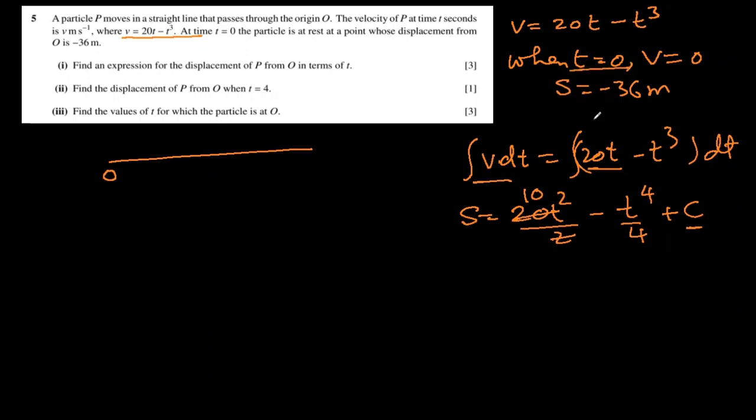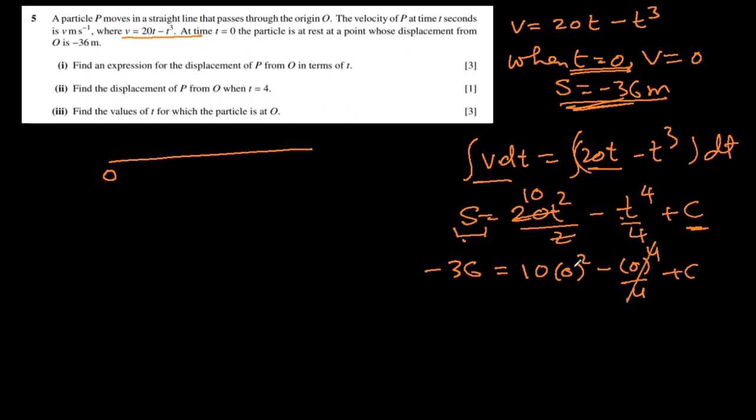Alright, now the job is to find c, and we have been given the condition that when time is 0, s is minus 36. We should always look for the conditions which involve the two variables in this equation other than c. So s and t are there, so we'll take s and t from here. So minus 36 equal to 10 times 0 minus 0 to the power 4 plus c.